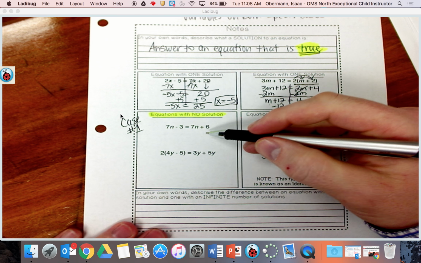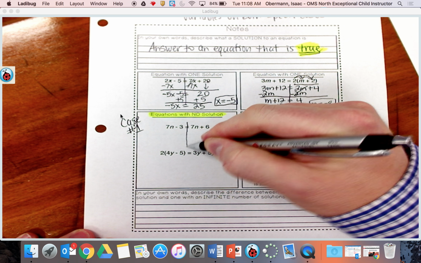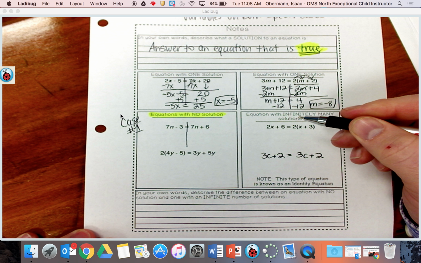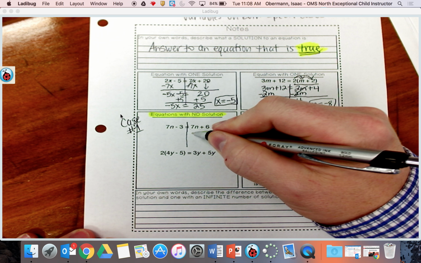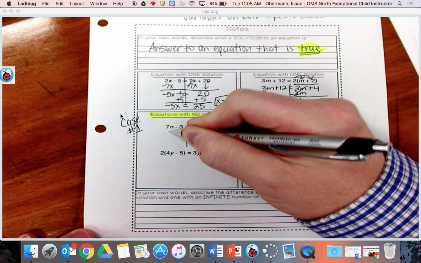So let's take a look at this one. I'm going to move every variable over to the left-hand side and solve. So there's 7n. It's plus, so I'm going to subtract.